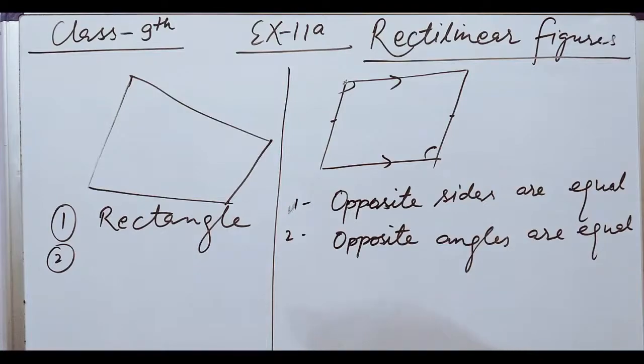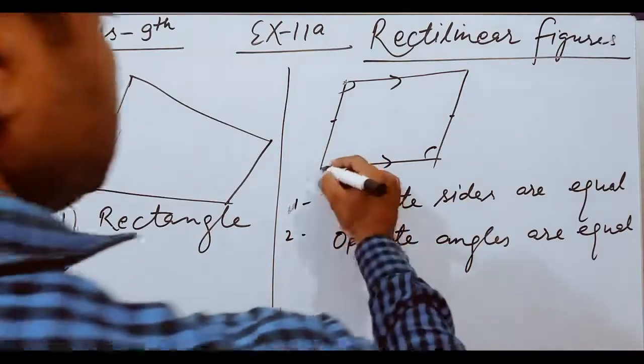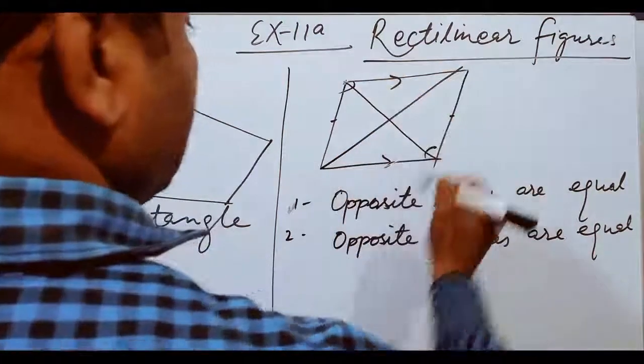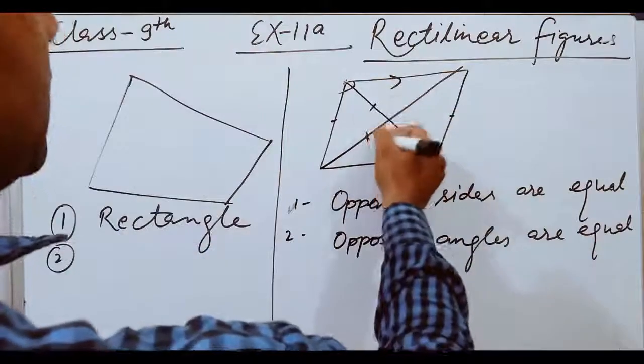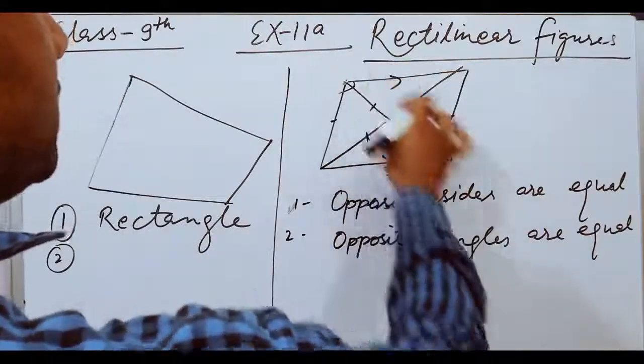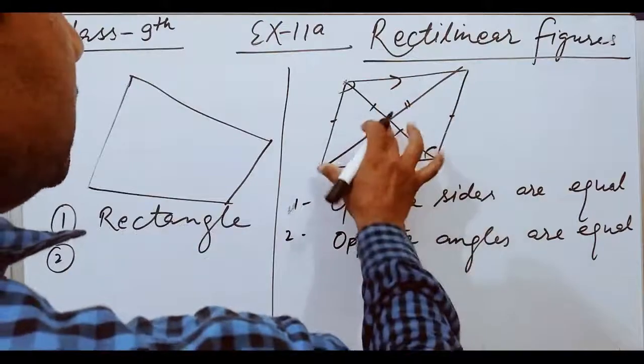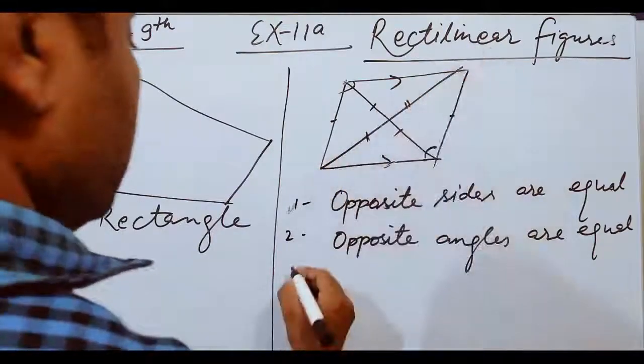The diagonals of a parallelogram bisect each other. If it is 12, then 6, 6. If it is 18, then 9, 9.